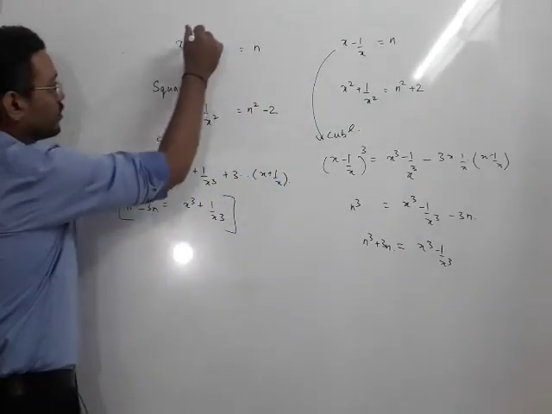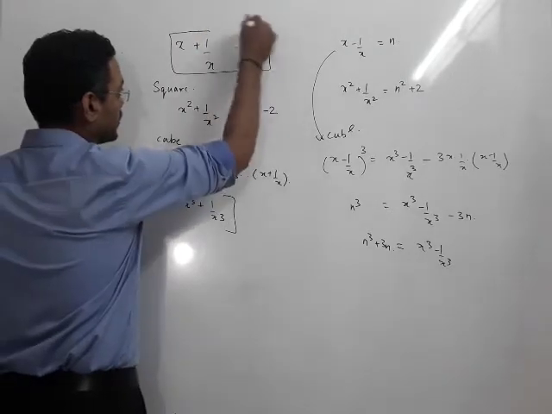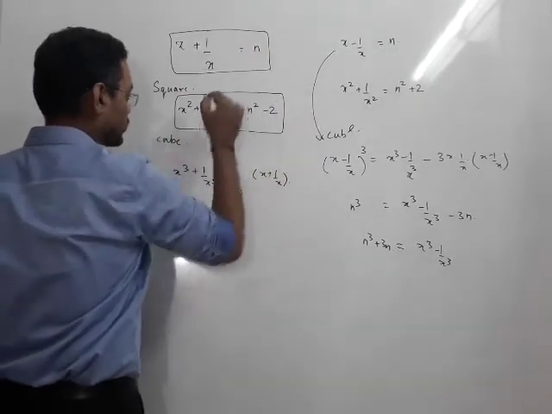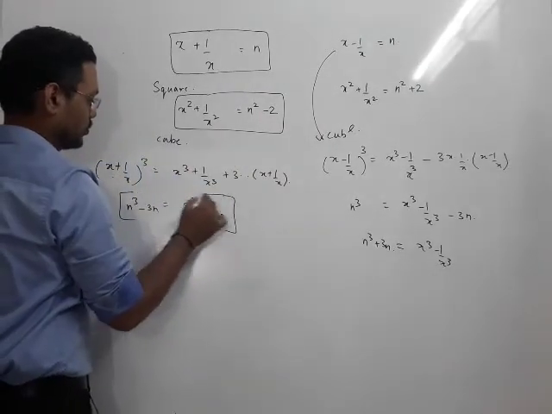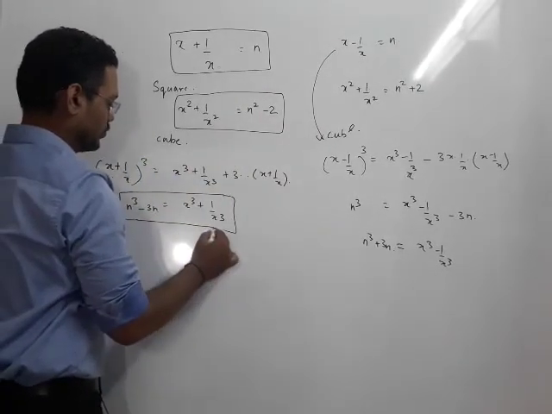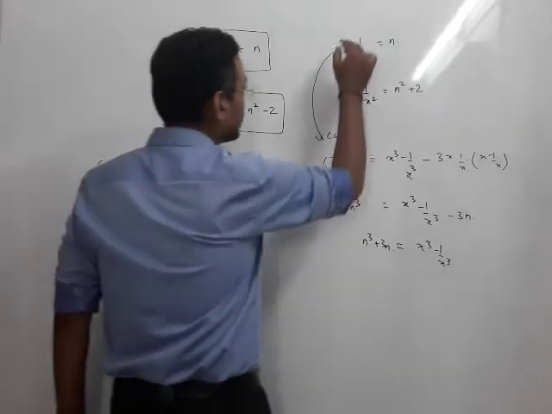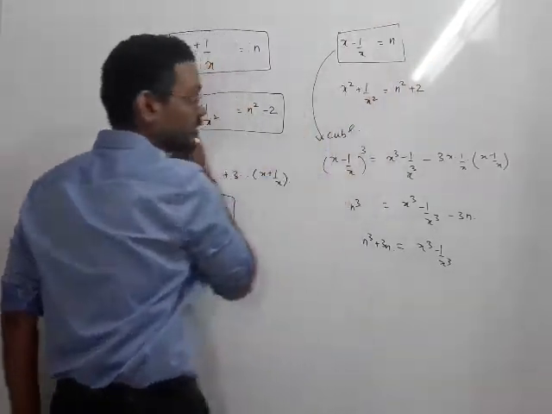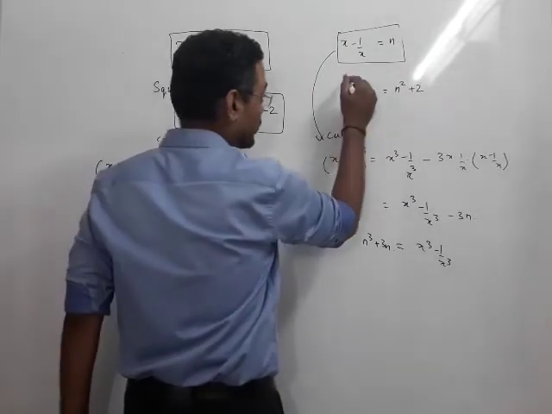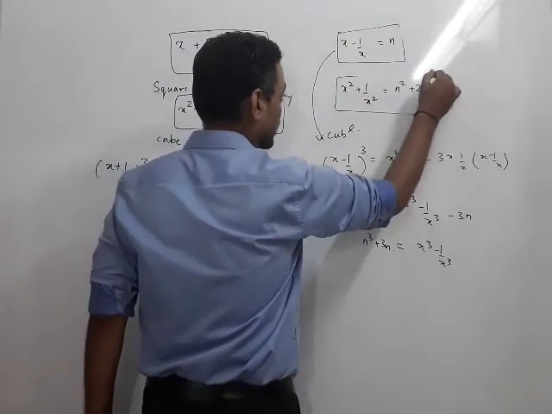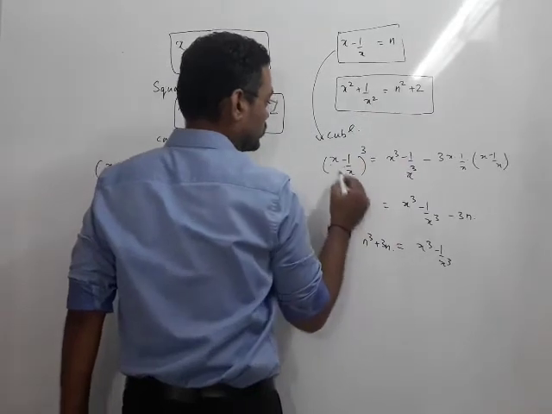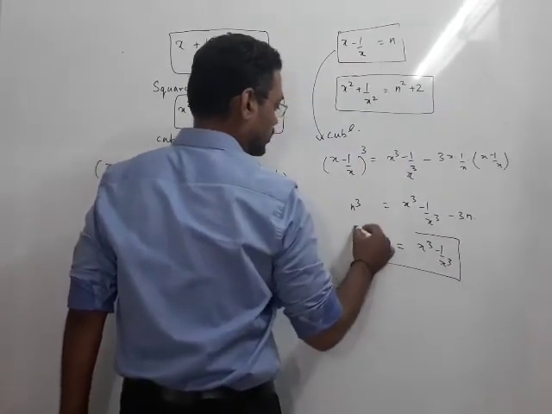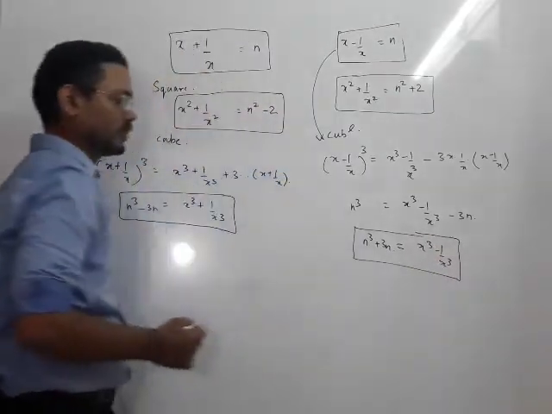Understood? When x plus 1 by x is n, x square plus 1 by x square is n square minus 2, and x cube plus 1 by x cube is n cube minus 3n. Similarly, when x minus 1 by x is n, x square plus 1 by x square is n square plus 2, and x cube minus 1 by x cube is n cube plus 3n.